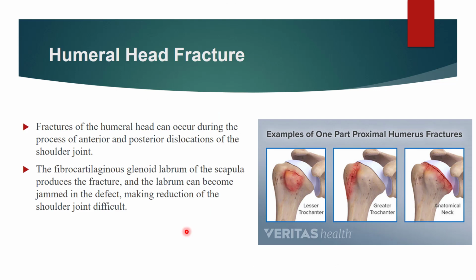Now some of the clinical applications. Number one is humeral head fracture. See here, head of the humerus can be fractured and it occurs during the process of the anterior and posterior dislocations of the shoulder joint.